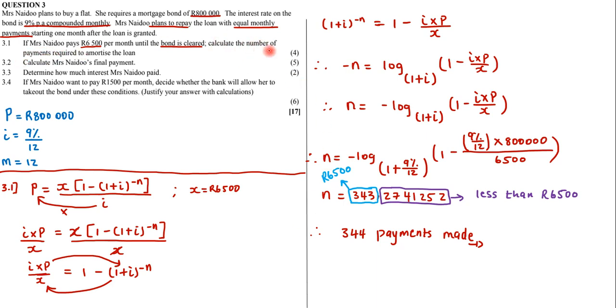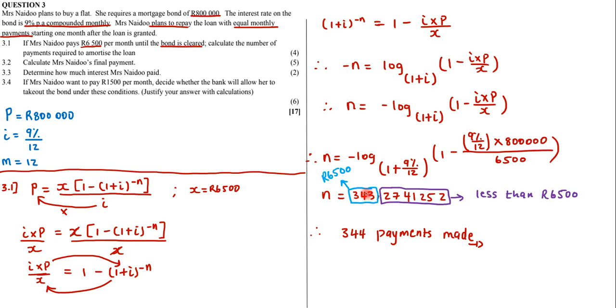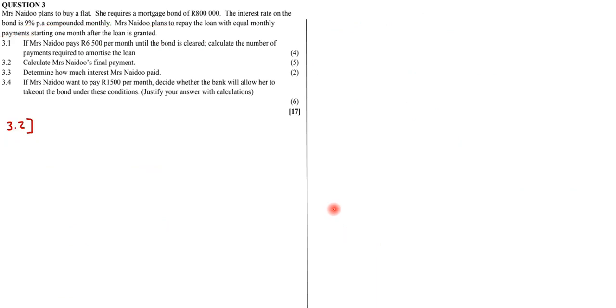Okay, so now let's go ahead and look into the second question. Now the second question here is asking to calculate Mrs. Naidu's final payment. Alright, so we're saying here that 343 payments were the full 6,500 Rand payments, and then this 0.2741252 was a payment that was less than 6,500 Rand. Now the question is, what was that amount of a payment? So that is basically what we're going to be calculating here.